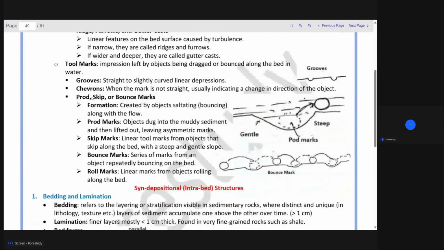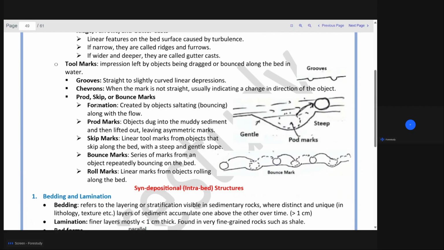Now, straight to slightly curved linear depressions are grooves. Chevrons are when marks are not straight, usually indicating a change in direction of the object. So if there's a change in direction, then there won't be any straight grooves, but slightly bent. Then we call it chevrons.